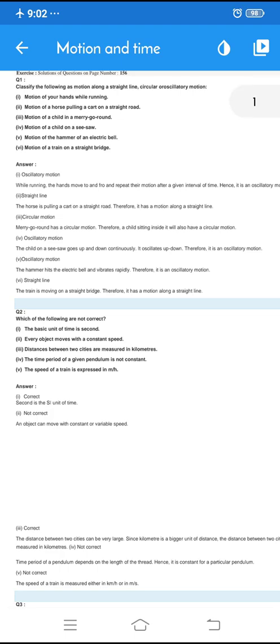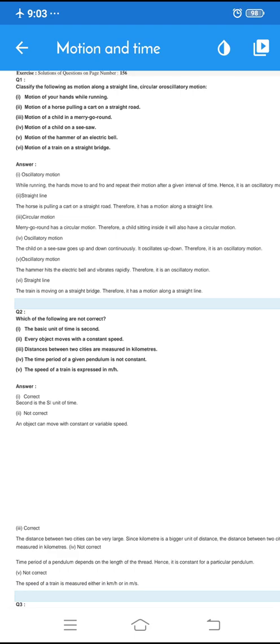Next one is motion of the hammer of an electric bell. So this is an oscillatory motion. What happens here is that the electric bell works on electric current. So the motion of the hammer is repeated at equal intervals of time. Hence it is an oscillatory motion where the hammer hits the electric bell at equal intervals of time, and that bell vibrates rapidly.